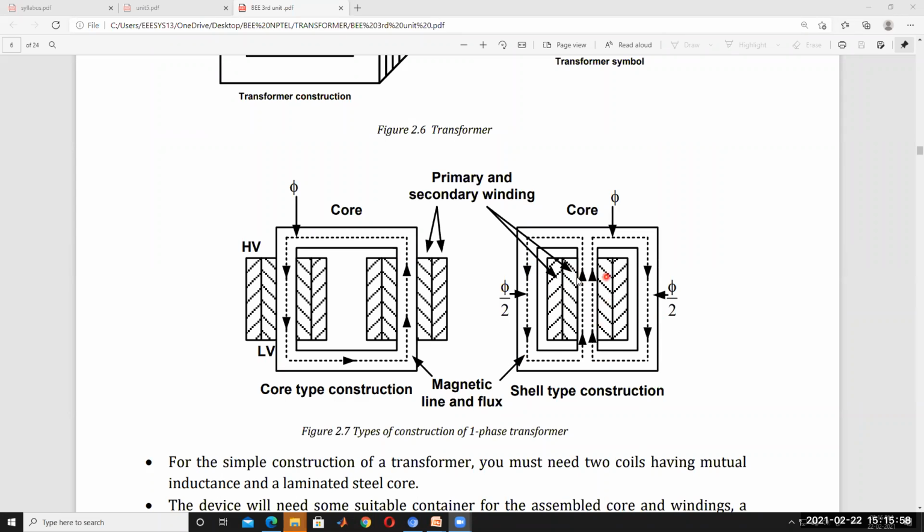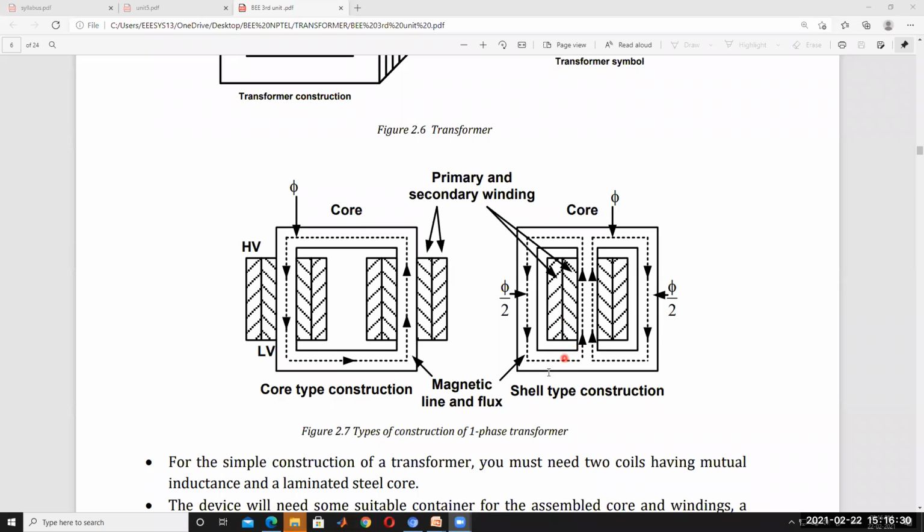So you have to place the winding. In the shell type, the winding is placed on the middle limb of the transformer. But in the core type, the winding is placed on two sides, here and here, in this limb and in this limb. But here, only in this limb the winding is placed. We have to place the winding on this one only.